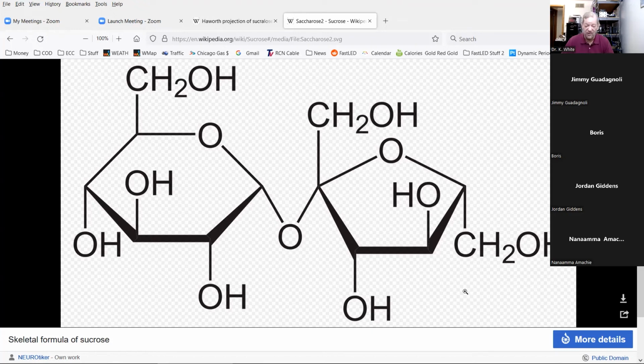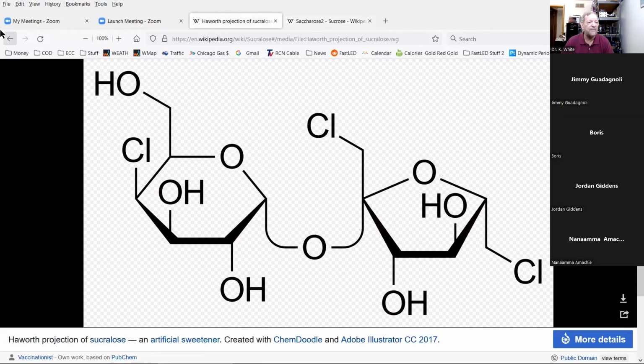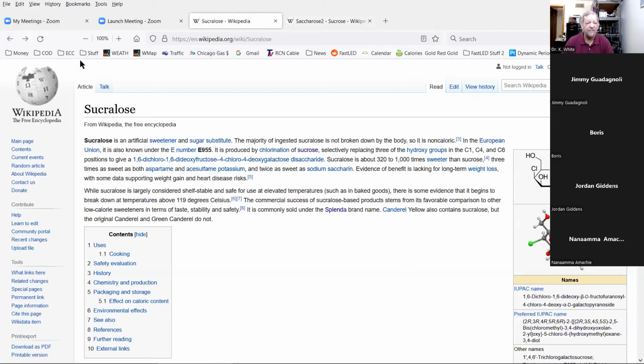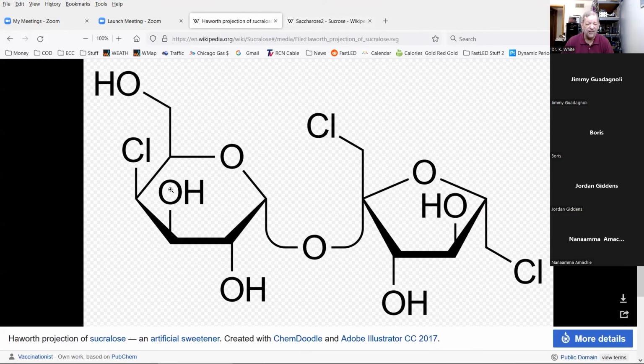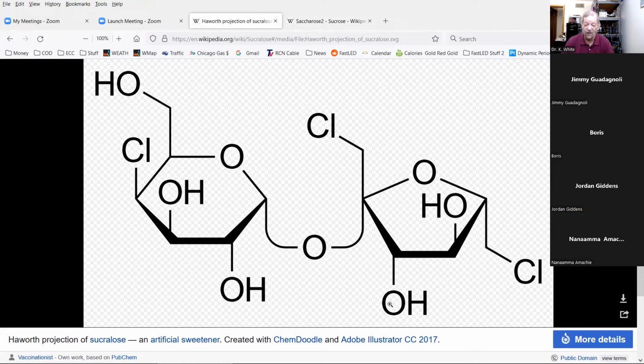Well, how do they do that? How do they change these hydroxyl groups to these chlorines? Well, the answer is by one of the 2 reactions I just showed you. Which one? They don't tell. This is a trade secret. So that's why we're learning these reactions.